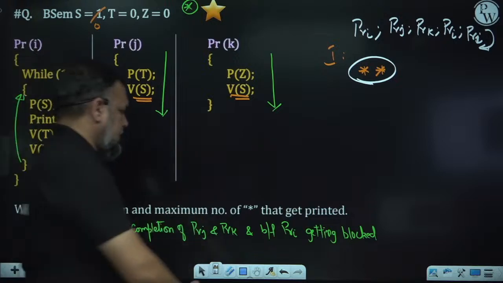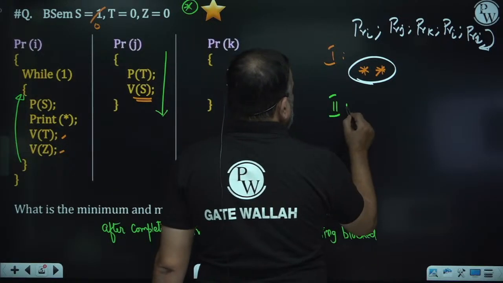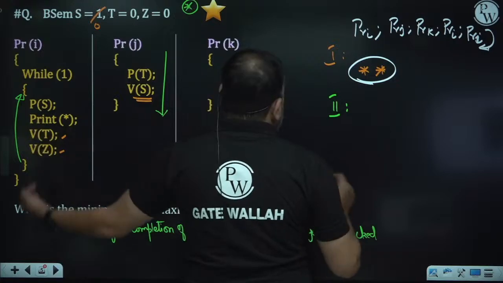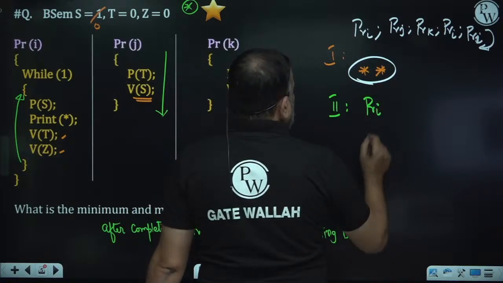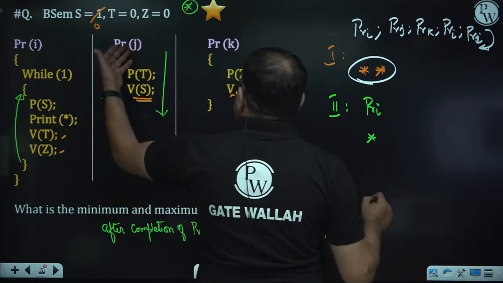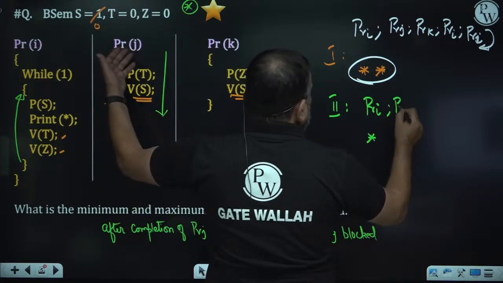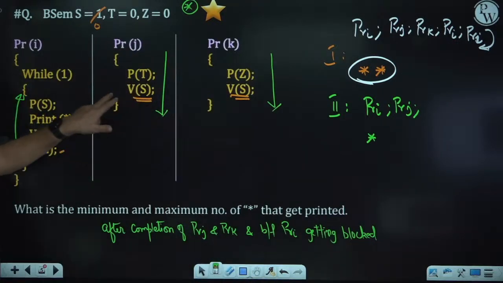Another order is possible. Let us try to analyze what that order is. Like on the earlier occasion, I start with process I. So print star. Then up on T, up on Z. Then I come to process J. It will perform down on T, success, and up on S. Success. So S becomes 1.